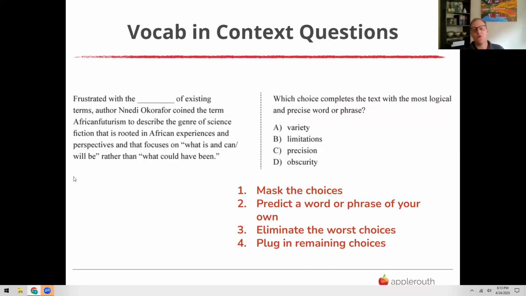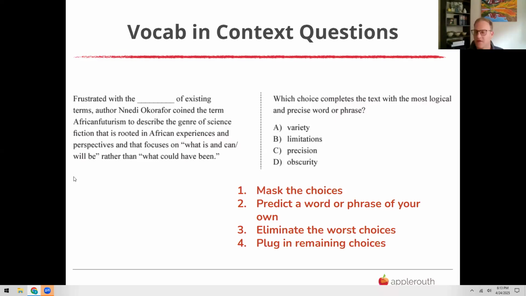This is clearly a vocab question. We could tell based on where it is in the test, but also the answer choices and the question itself. Our job is to complete the text with the most logical and precise word or phrase. As a test taker, especially for the harder questions, I recommend this 4-step strategy.